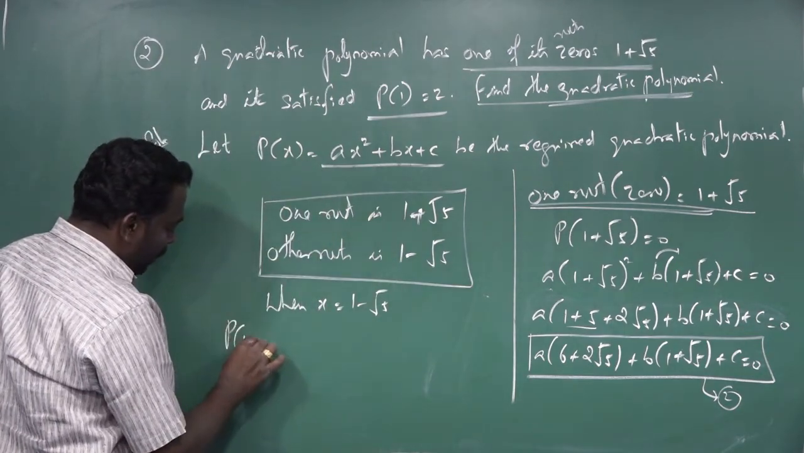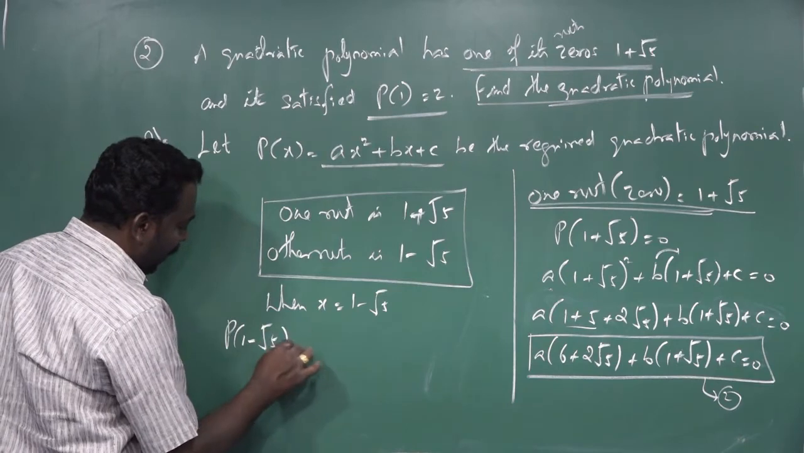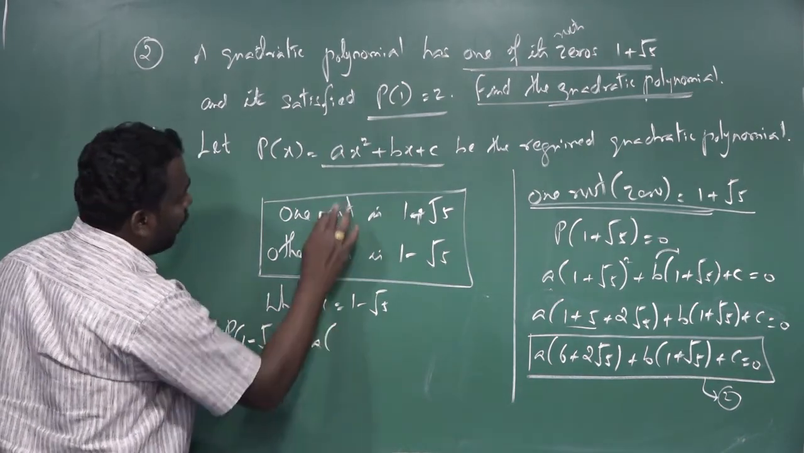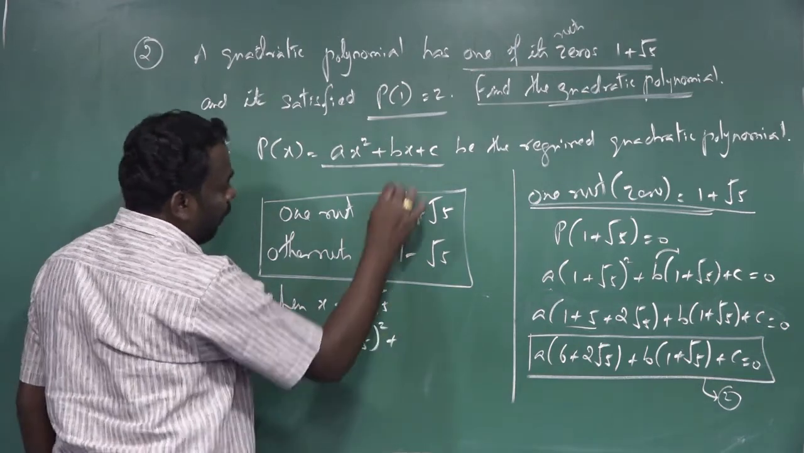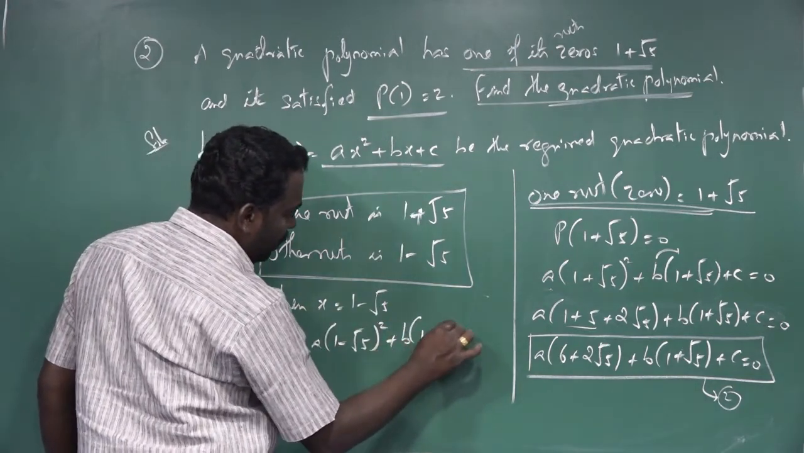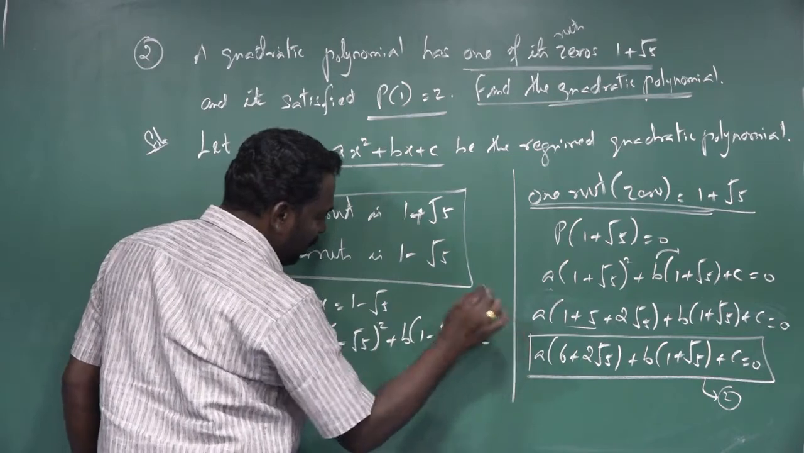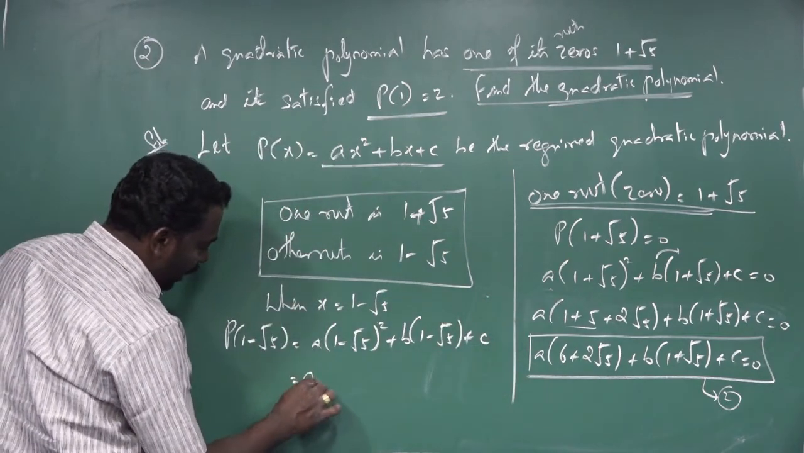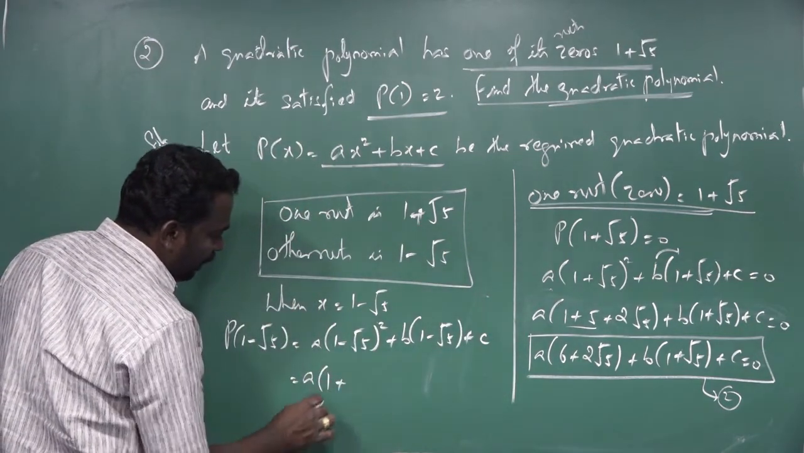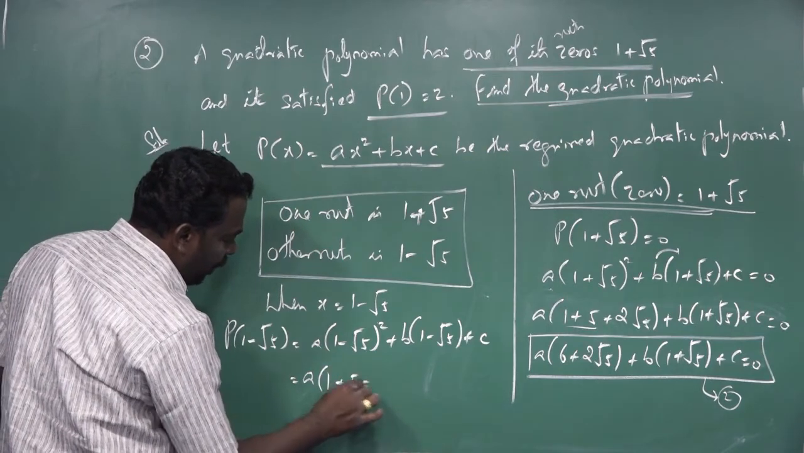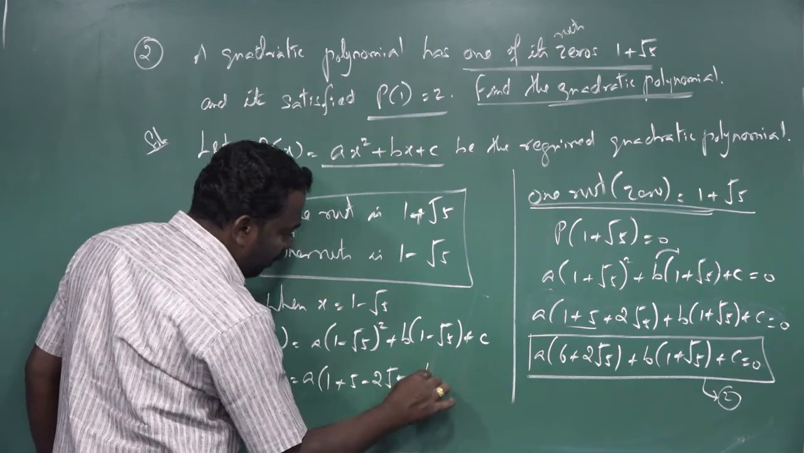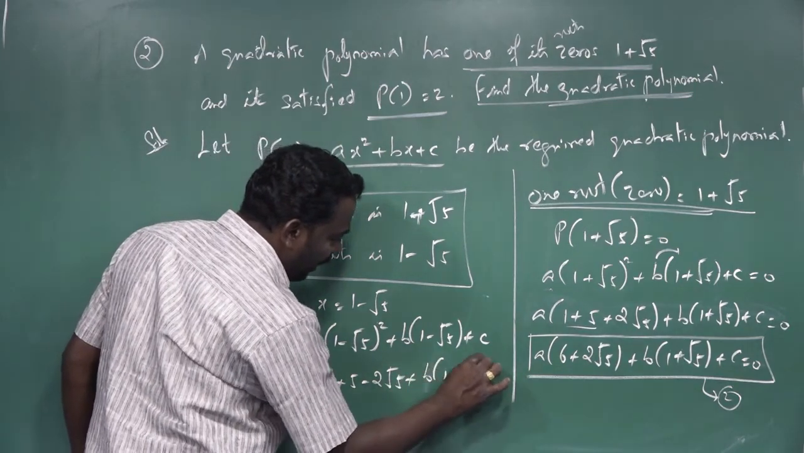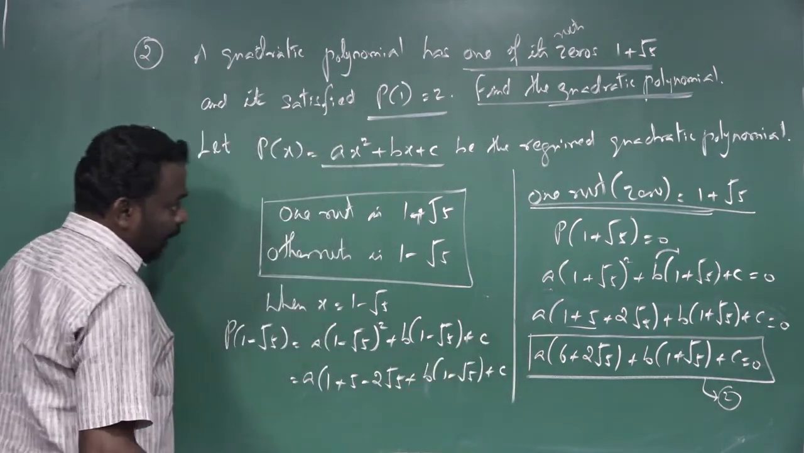P of 1 minus root 5 is equal to a into x value, equal to a into (1 minus root 5) whole square plus b into (1 minus root 5) plus c, and that is equal to a into 1 square, that is 1 plus root 5 into root 5 minus 2 into root 5, plus b into (1 minus root 5) plus c.